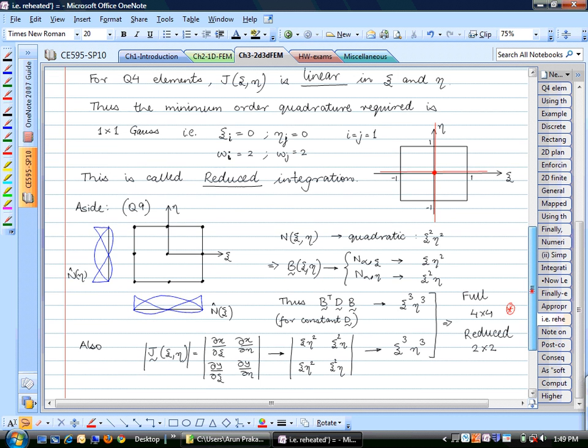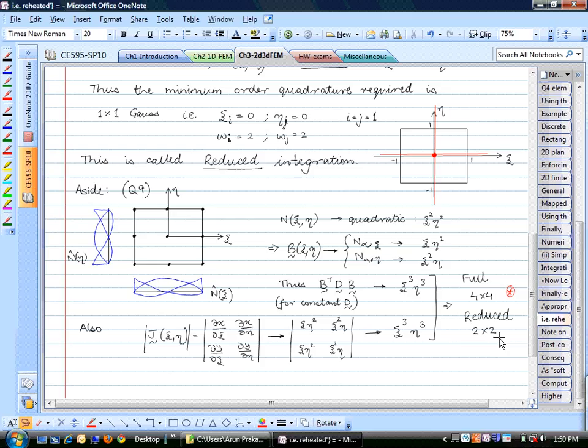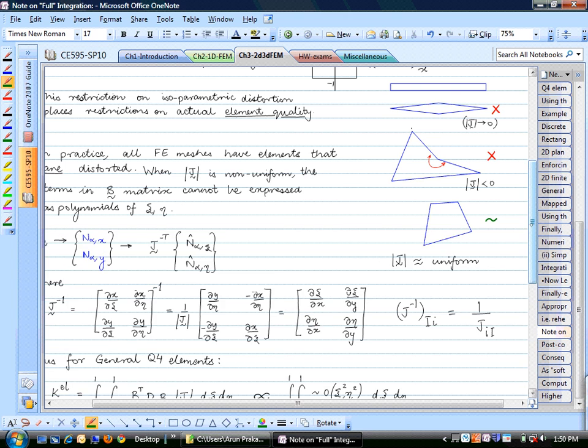But what is certain is that this thing that we were talking about last time, the minimum order of quadrature that is required to maintain convergence, is that your Jacobian has to be integrated exactly over the element. So this reduced integration rule is correct, and that will maintain your convergence.